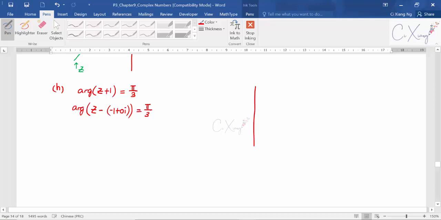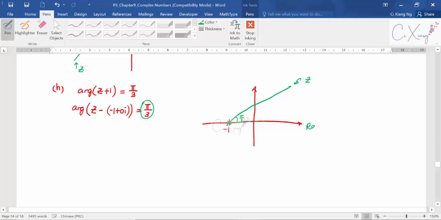After that, you can start plotting the graph. Negative 1 and 0, maybe you can assume that it is here, and this is the point for the complex number they want to plot. So the line on the right hand side will be this one. Then they want you to measure this angle. Pi over 3 is 60 degrees. So 60 degrees means that your line more or less will be something like this. You can label this as Z.